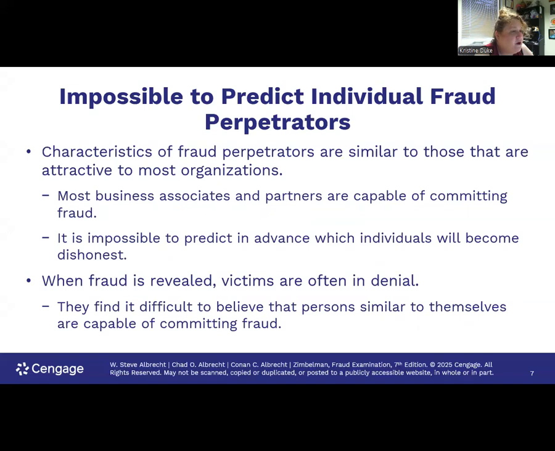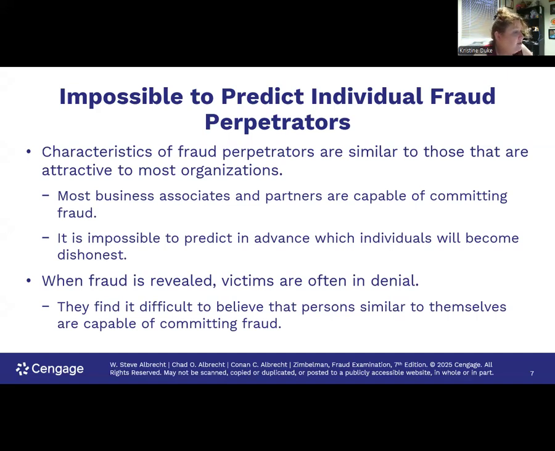Okay, characteristics of fraud are similar to those that are attractive to most organizations, exactly what I just said. There are 4 main types of organizational culture. It's ad hoc, hierarchy, clan, and market. Market is your sales focus. Clan is your team. Hierarchy is your black and white group. You know, everything's got to be in control. And ad hoc is your arts.